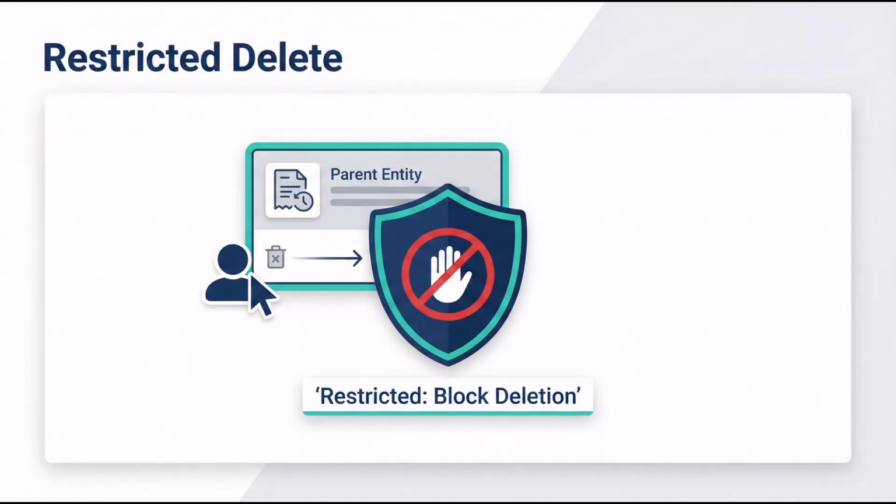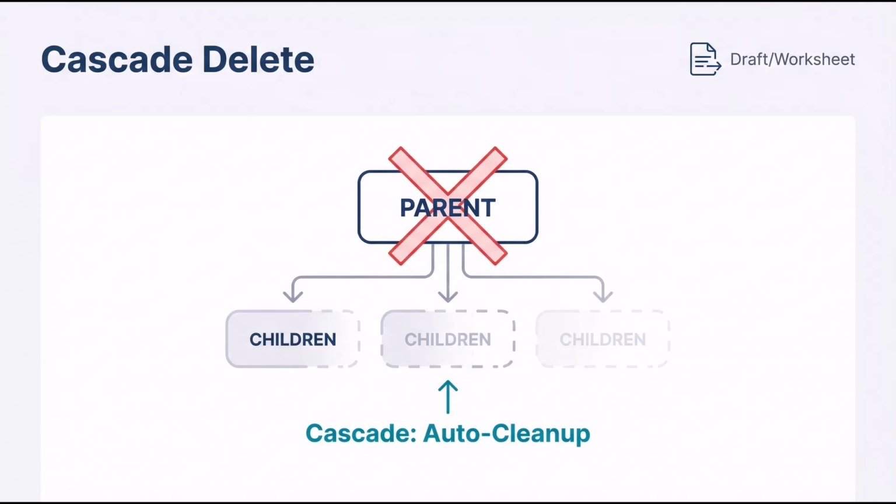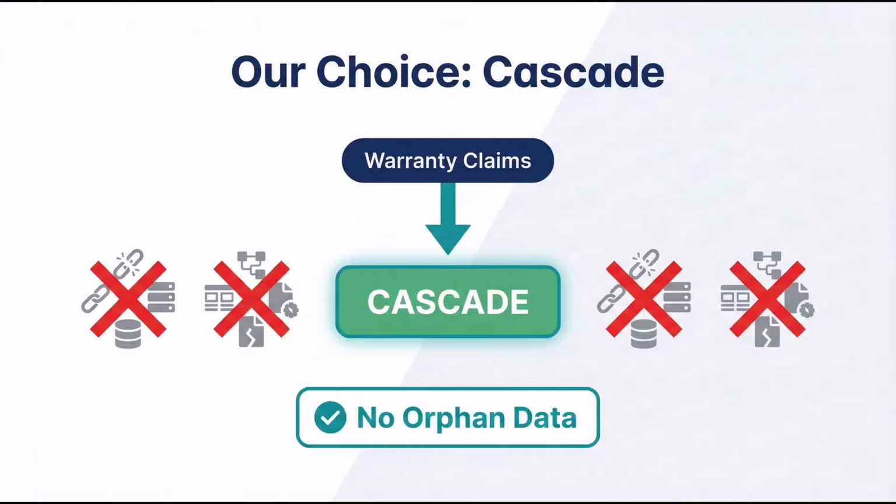Restricted means you cannot delete the parent if children exist. The system blocks you. This is good for things like posted invoices where you need to preserve history. Cascade means if you delete the parent, the system automatically deletes all children. This is good for draft documents, journals, worksheets, things where you want cleanup to happen automatically. For our warranty claims, we want cascade. If someone deletes a draft claim, we don't want 50 line items sitting in the database as orphans. We want them gone.